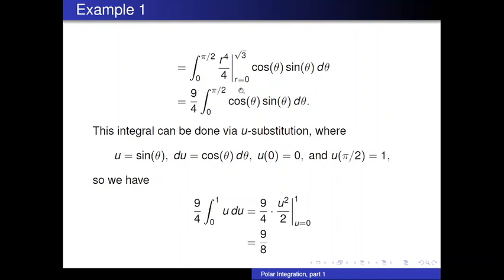But then when theta is pi over 2, u of pi over 2 should be sine of pi over 2. Oh, that's 1, right? So now we'll integrate instead with respect to u. We'll have 9/4 times the integral from 0 to 1 of u du. And this gives us 9/4 times u squared over 2, which we'll evaluate at u equals 1 and u equals 0 and take the difference. And that gives us 9/4 times 1/2, which is 9/8.